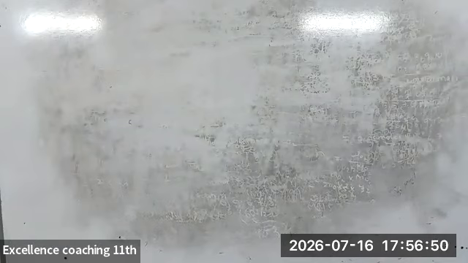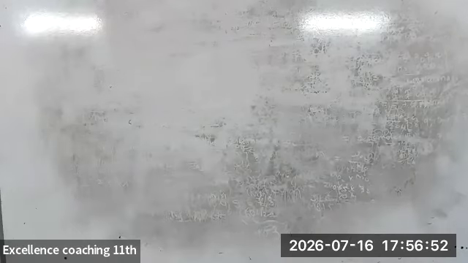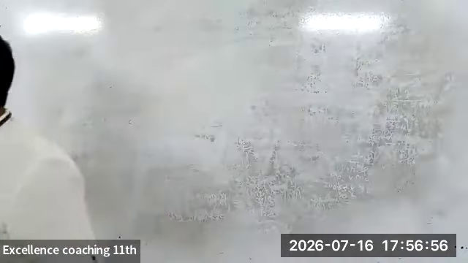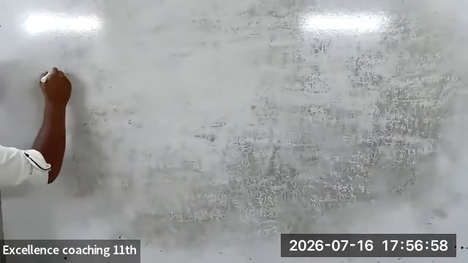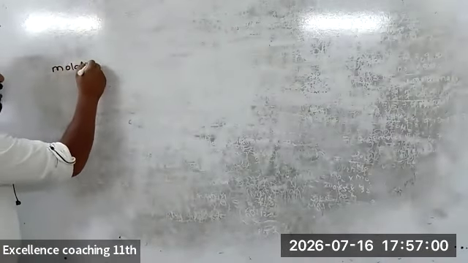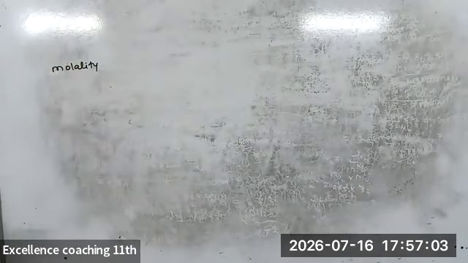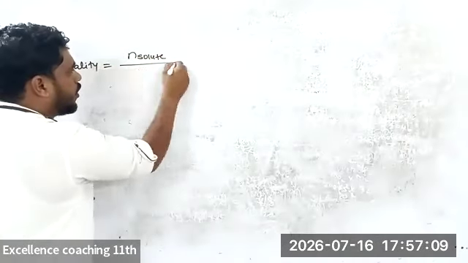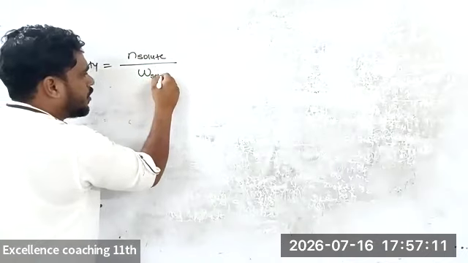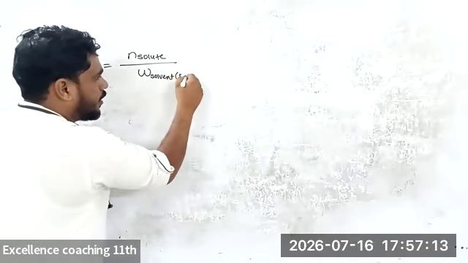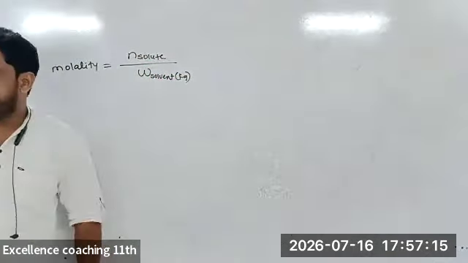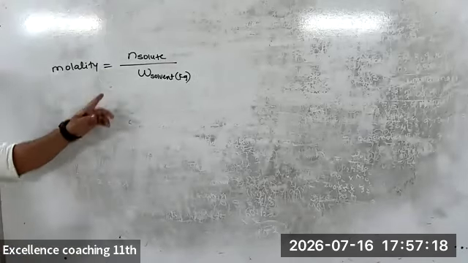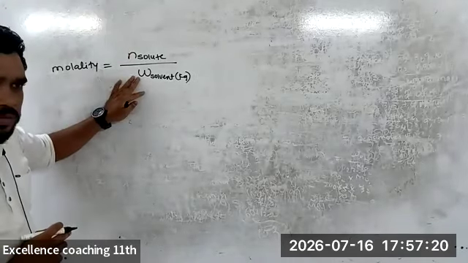Mass of the solvent in kg. Okay, so let me solve this. Molality. While writing molality, always write small m here. You will get used to these things. Molality is equal to number of moles of solute upon mass of solvent in kg. I am writing in short. In any school, these symbols are used, and you should know how to read this.